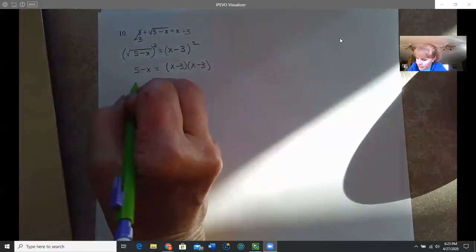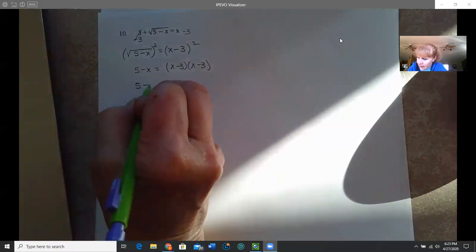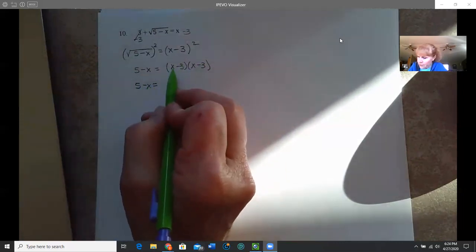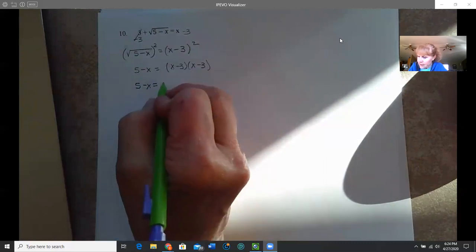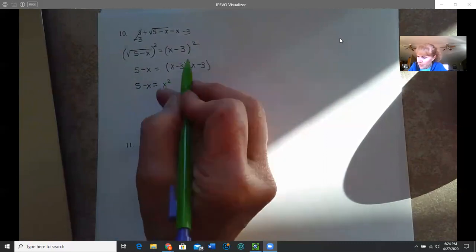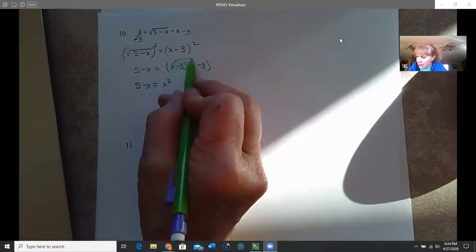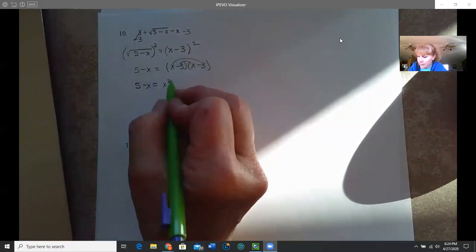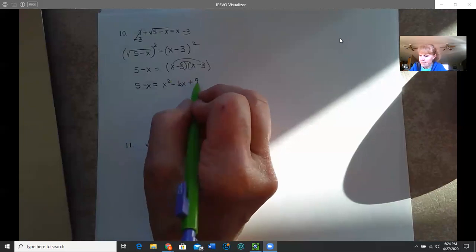So we've got 5 minus x equaling, using your FOIL, the first times the first is x squared. The outside minus 3x and a minus 3x is a minus 6x. The last times the last is plus 9. Okay.